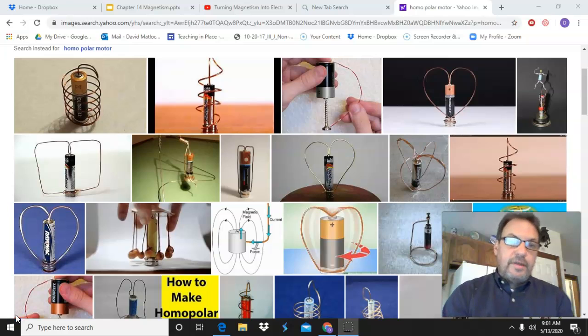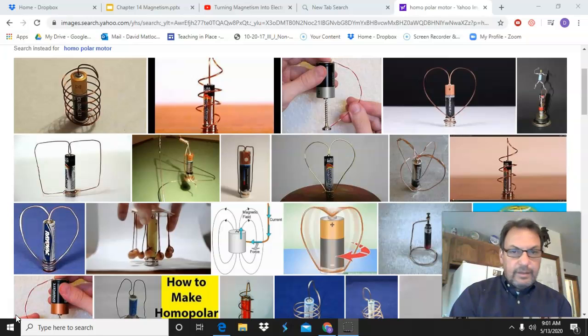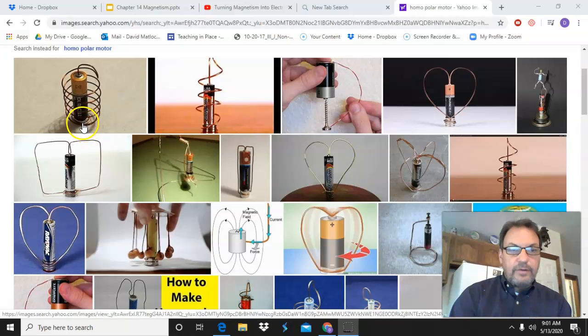And then when we talk about the motors, if you remember, I think most of you were successful at making the homopolar motor. Here are a few images, so this helps to remind you of what we did. And notice you have the battery. I believe this is a AA battery. On the bottom, remember we had one of the little round magnets. And then you wrap the wire around.